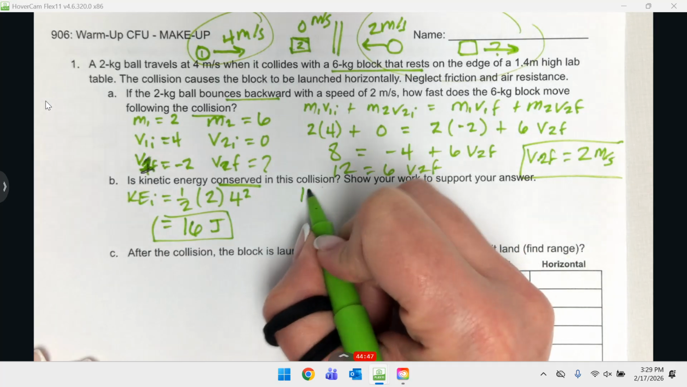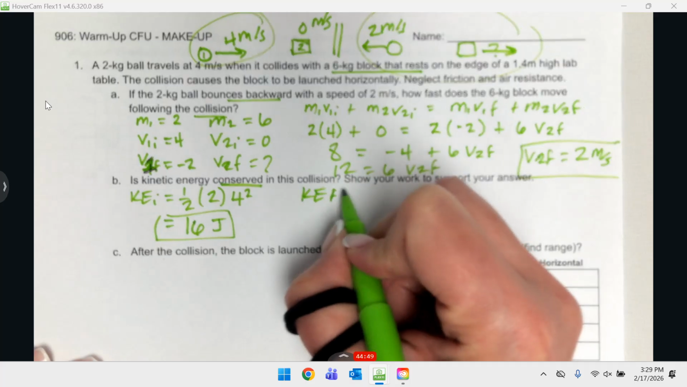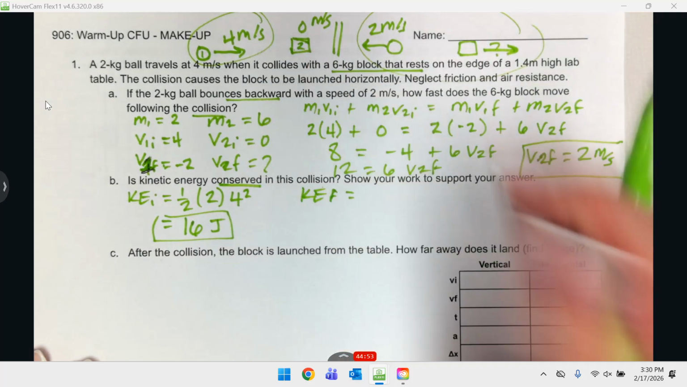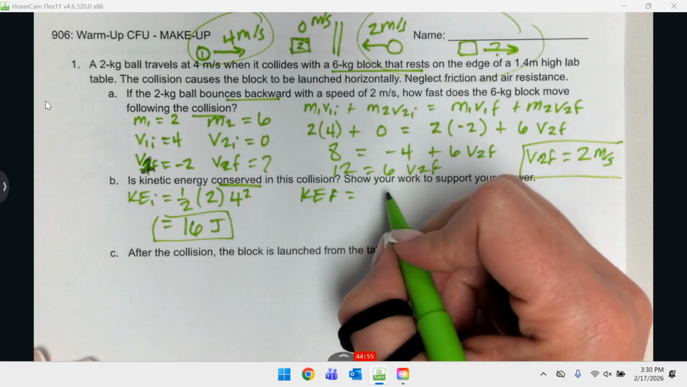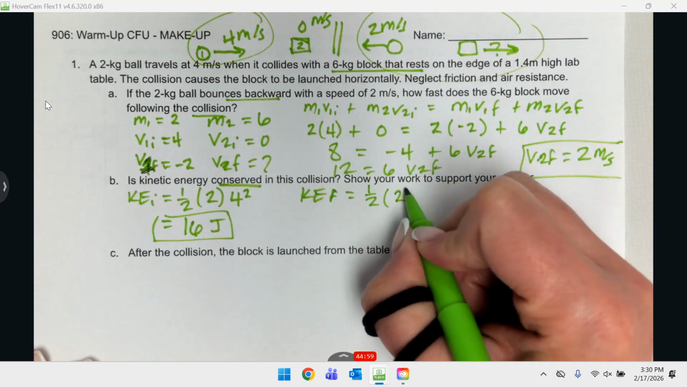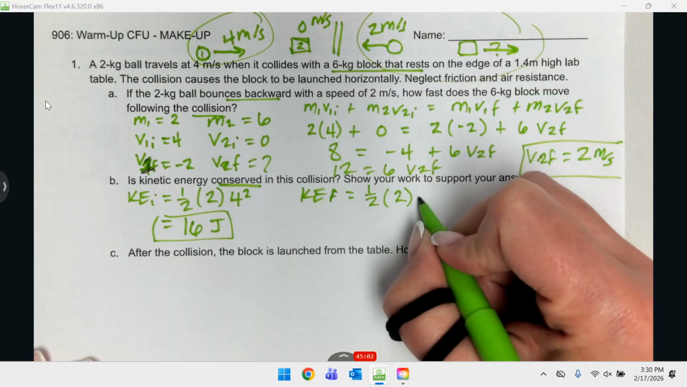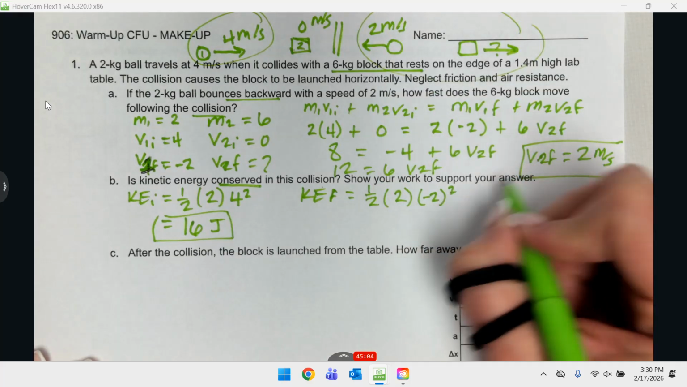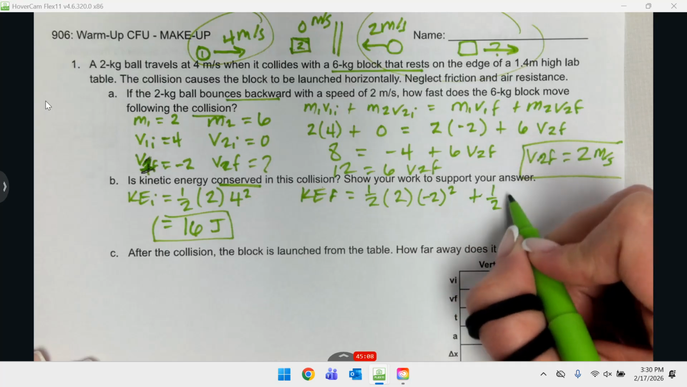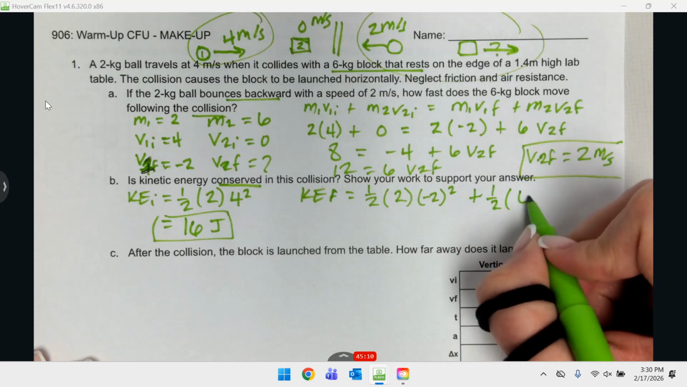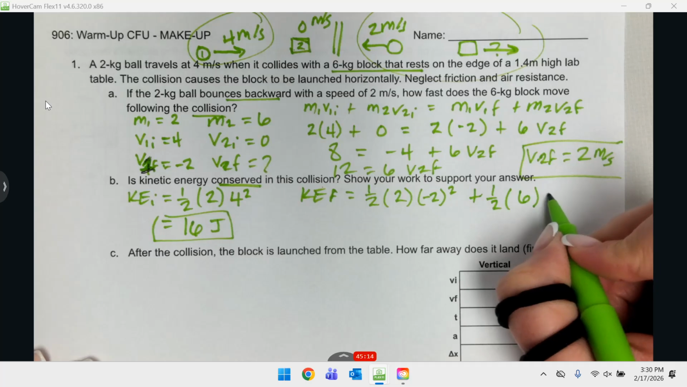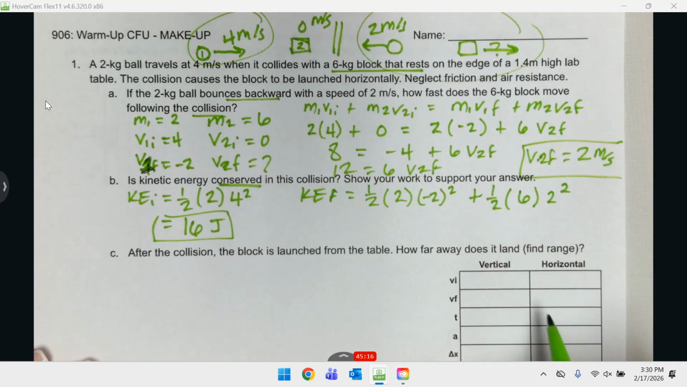The final amount, again, you have 2 objects here, so we need to do them both. We didn't do this one because it's not moving. But my final kinetic energy will be 1/2 times my ball's mass times its velocity, which is -2 squared. Again, when it's squared, that negative sign is going to go away. Plus 1/2 times my other object, my block, which has a mass of 6, and its velocity is also 2, but it's +2, 2 squared.